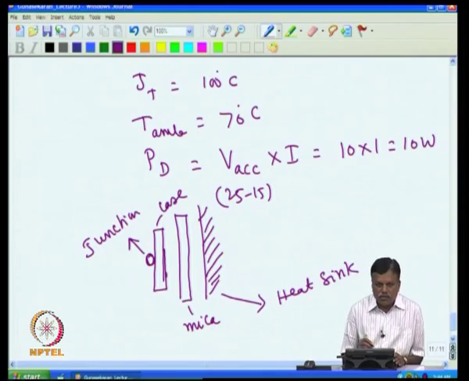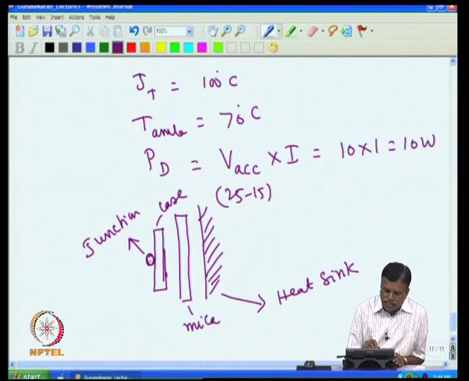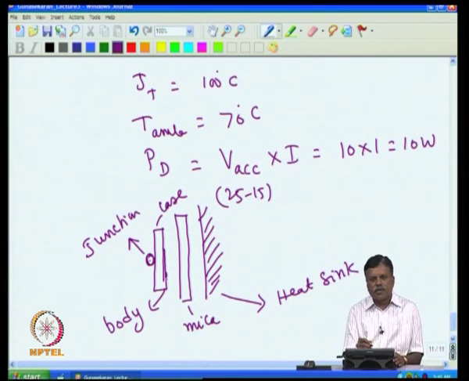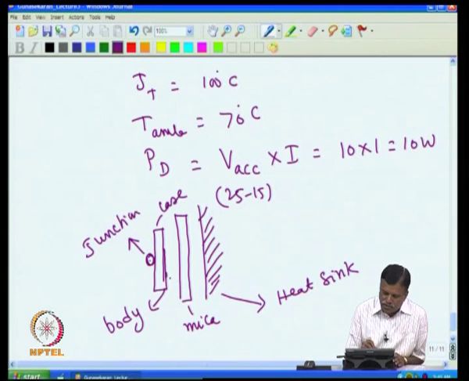So, basically what really happens is that heat is developed in the junction, and from the junction the heat comes to the body of the transistor. This is the body of the transistor, which is invariably the collector in case of a power transistor. From the body it goes through, actually there will be a small gap here, which is normally filled with heat sink compound. I am just showing this void here, but it is normally filled with heat sink compound. So, heat has to come from here to here, then to the heat sink, and then from the heat sink to ambient.